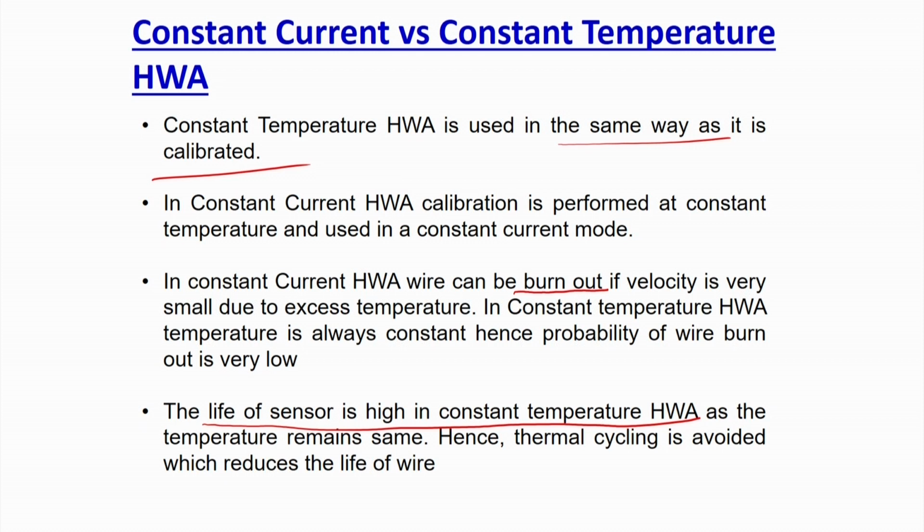In the constant current case, what will happen? The temperature of the wire will keep on changing. Sometimes it will reduce, sometimes it will increase. So, you will always have a thermal cycle in the wire, where sometimes it is being heated, sometimes the temperature is going down. So, that will again reduce the life of your wire, and that is the reason that in most places constant temperature hot wire anemometers are used.